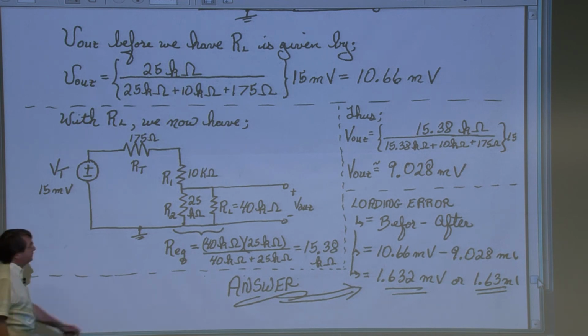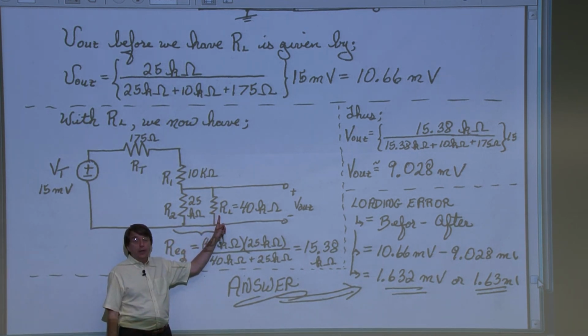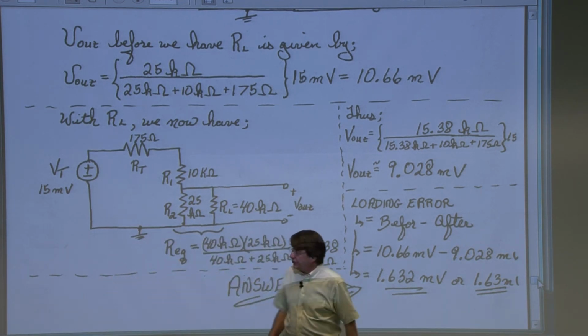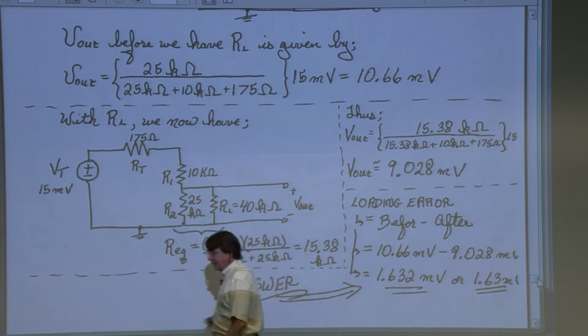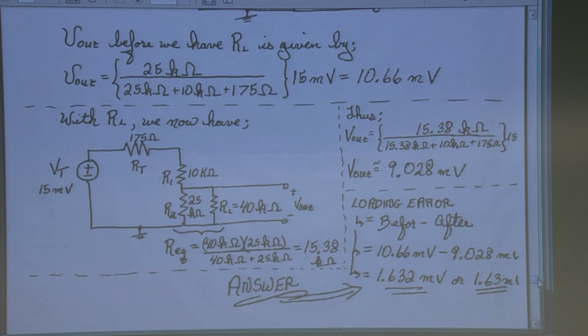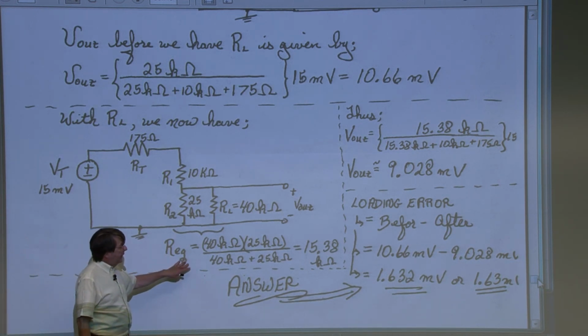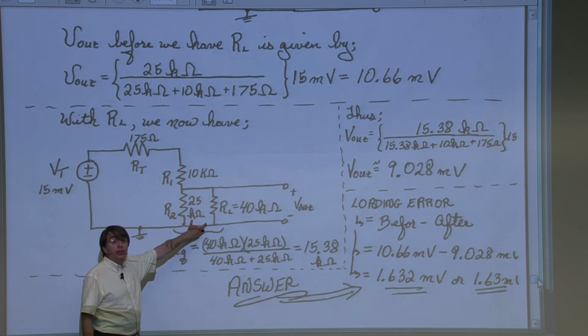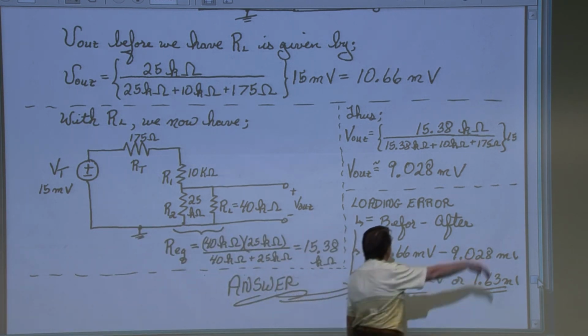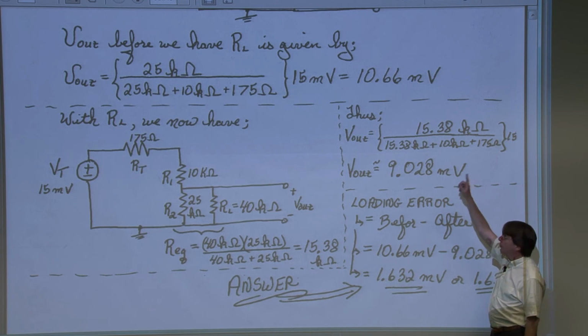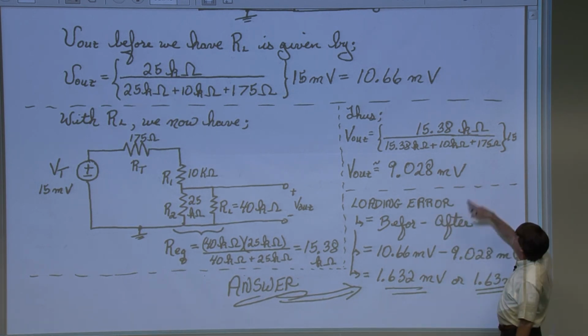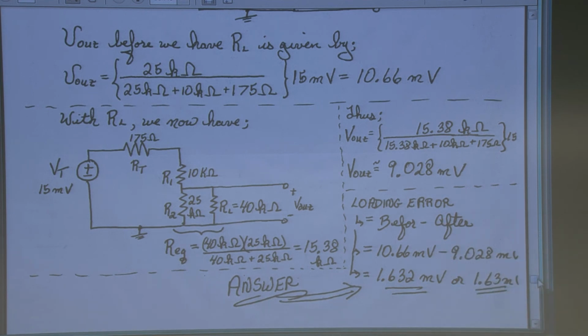We now add a load resistor of 40 kiloohms. It's going to lower the voltage. So the first thing I do is I calculate REQ. Now I don't see two resistors here. I see one. Now I can do voltage division by putting REQ in the numerator, and now be careful, divide by REQ plus the other two resistors, multiplied by the input, which is 15 millivolts. Notice we get a little bit less than before, 9.028 millivolts.